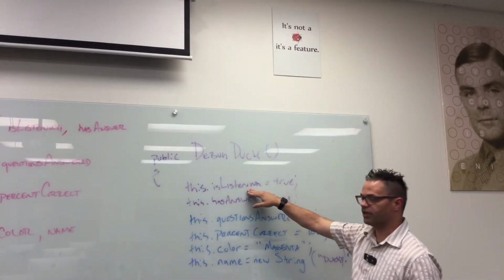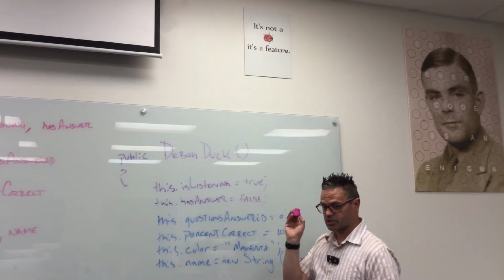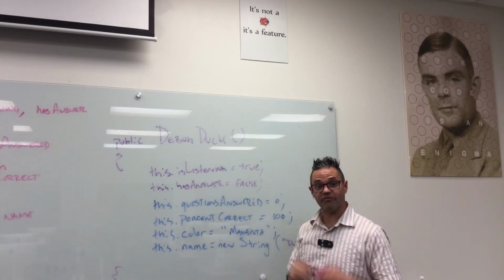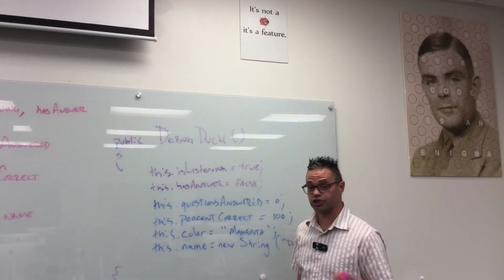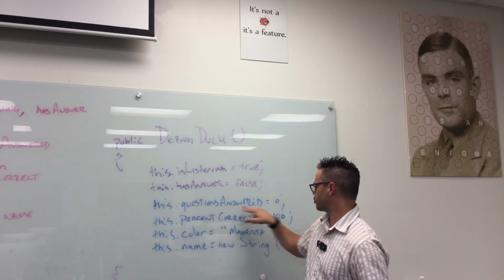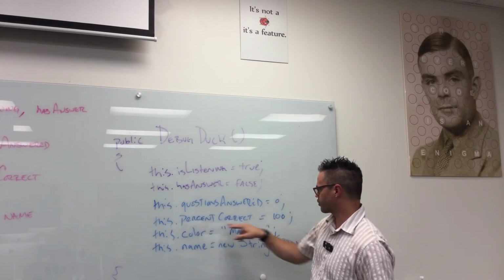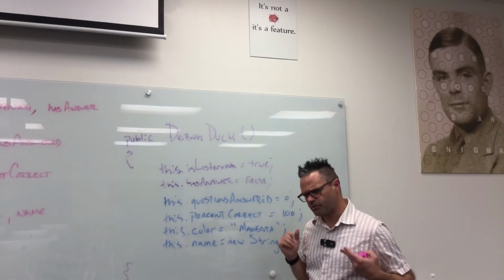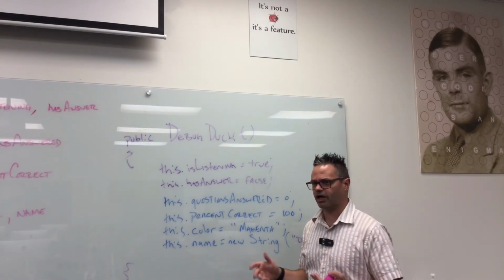Now again, I'm assigning isListening to be true because my duck always listens when I start off. My this dot hasAnswer is set to false because it doesn't have the answer yet, because I haven't talked to it. It doesn't know what I'm looking at or the questions I'm asking. This dot questionsAnswered, I'll set that to 0. This dot percentCorrect, I'll set to 1.00. It automatically starts out with 100%. It's going to be right the first time. We'll only have to go down if we need to.